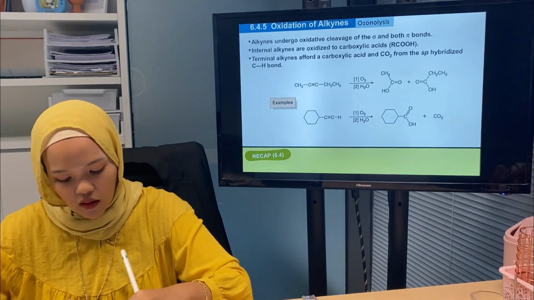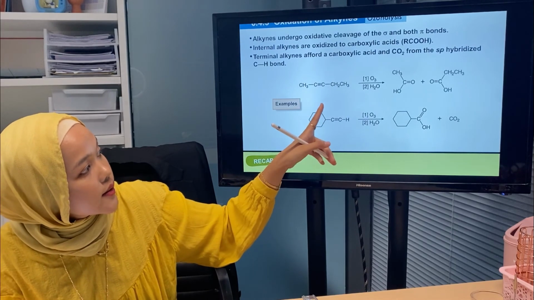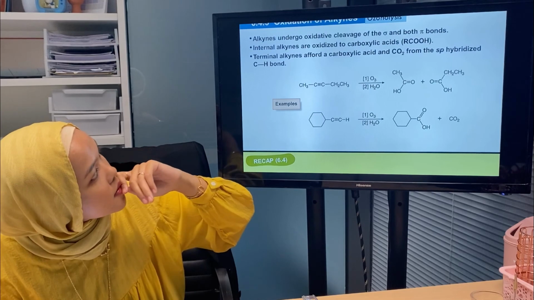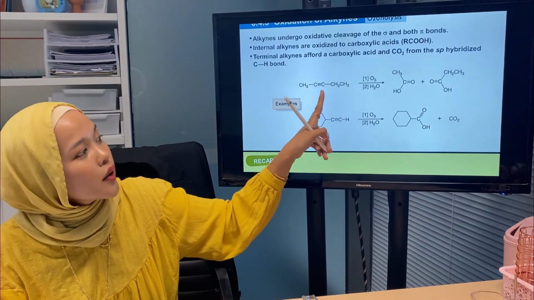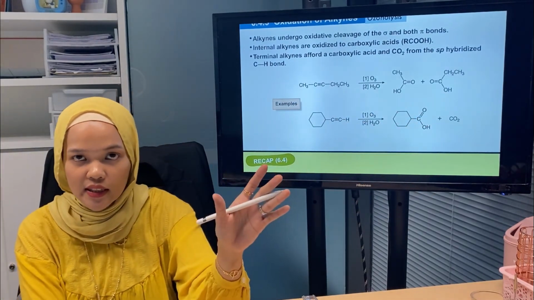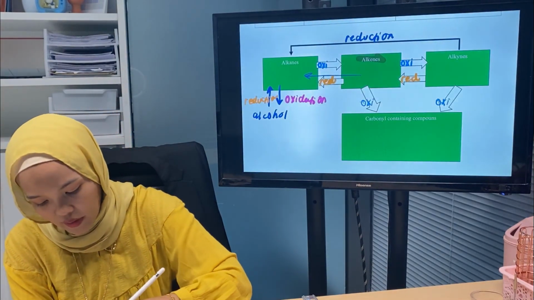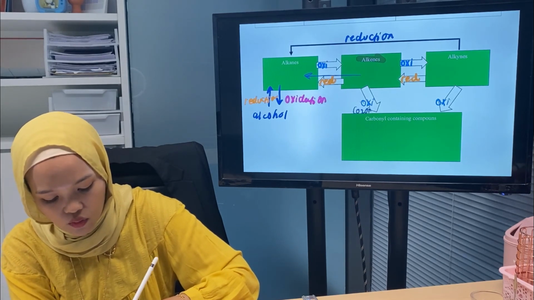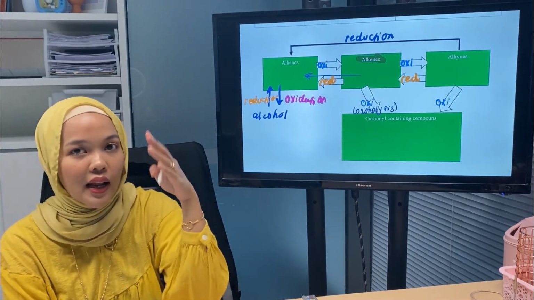So sometimes, if you use a terminal alkyne, is it internal, sorry, my bad. Internal alkyne, you can also produce carboxylic acid. So whatever it is, carbonyl containing compound, it comes from ozonolysis. So for alkenes, this is ozonolysis, because you add ozone and it will cause lysis.